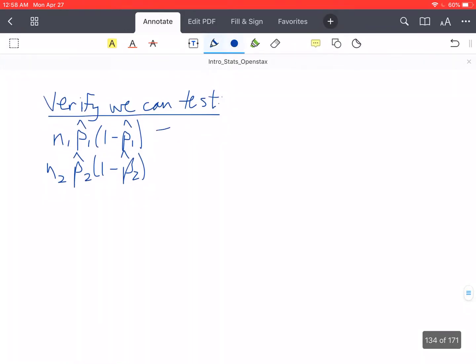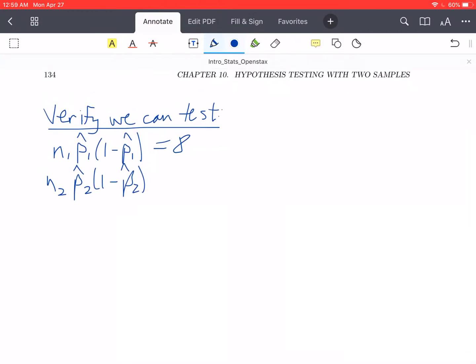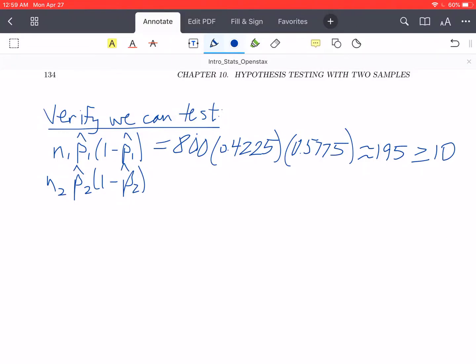Okay, so this is going to be n1, our first sample size, that's 800, times p1 hat, which is 0.4225, times 1 minus p1 hat, which is 0.5775. This value is approximately 195, which is certainly greater than or equal to 10. So our first sample size is sufficient to run the test.